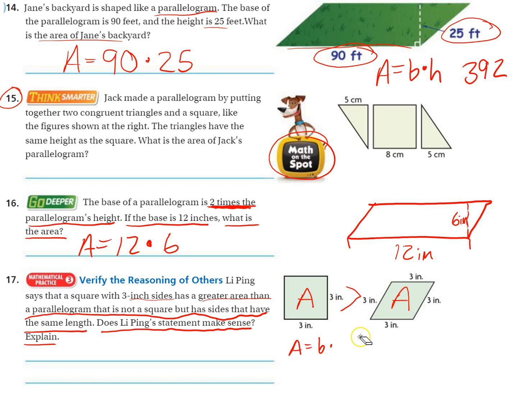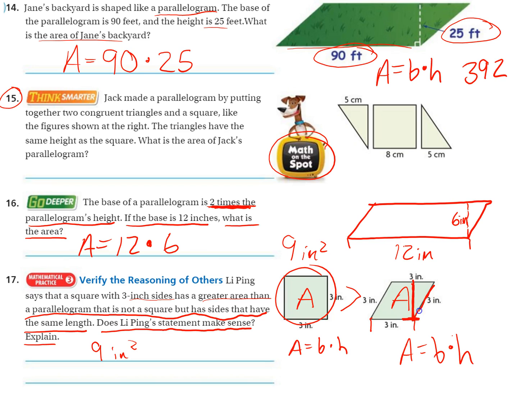So for the square, we can find that. 3 times 3 is 9. So 9 inches squared for our square. Now for the parallelogram, though, remember its area equals base times height, but they have not given us a height. They gave us the base, 3 inches, but the height is not given to us. Remember, the height has to be perpendicular with the base. So this would be our height here.